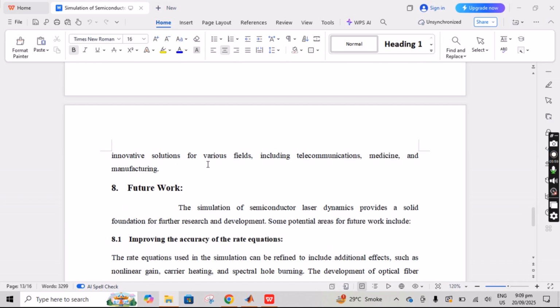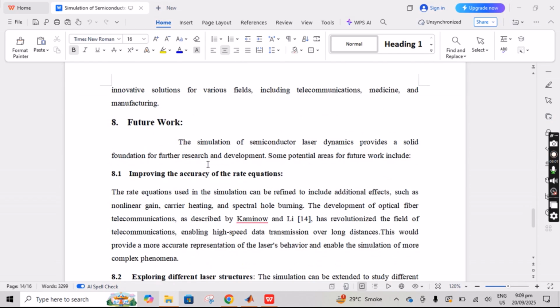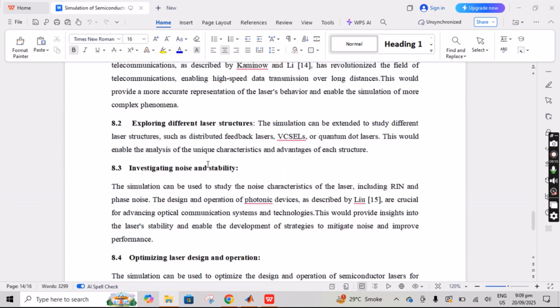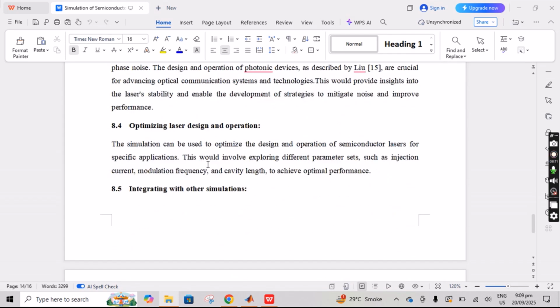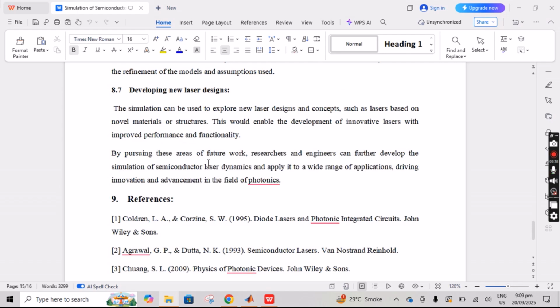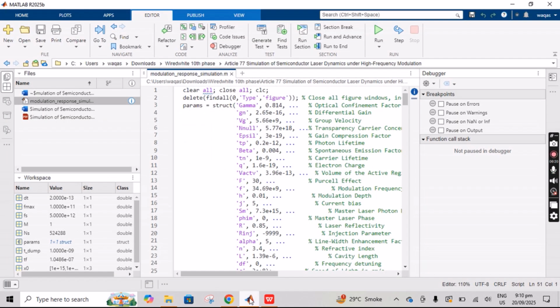The conclusion and future work are also added, like how we can improve the accuracy and rate equations, how exploring different laser structures, how we investigate the noise and stability, and the experimental validations are also added in it. Okay, the references are included.